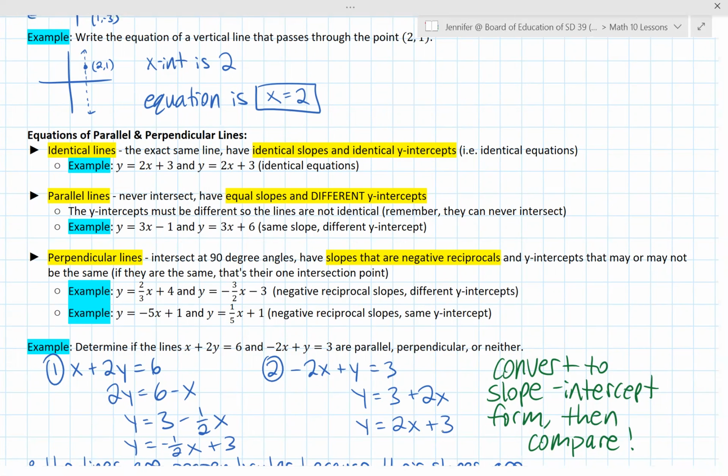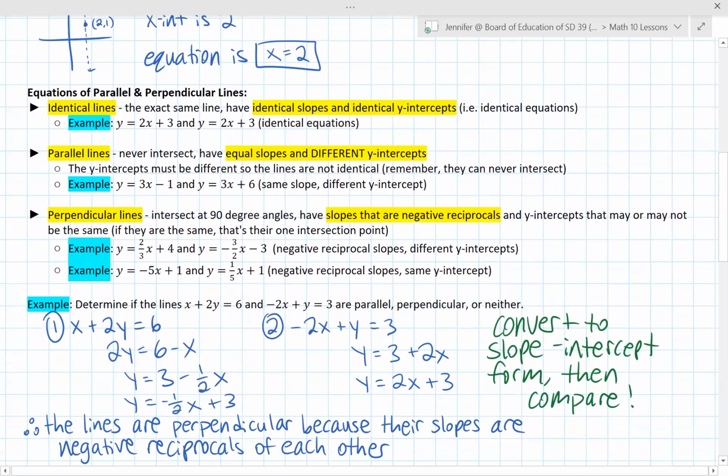We flip them and change the fraction, or sorry, change the sign. And then it happens that the y-intercepts are the same, but it doesn't actually matter when we're working with perpendicular lines. So you put a final sentence explaining your understanding. The lines are perpendicular because their slopes are negative reciprocals of each other.